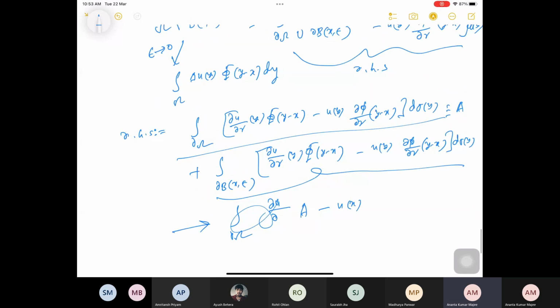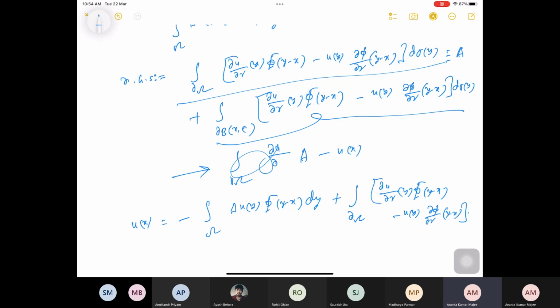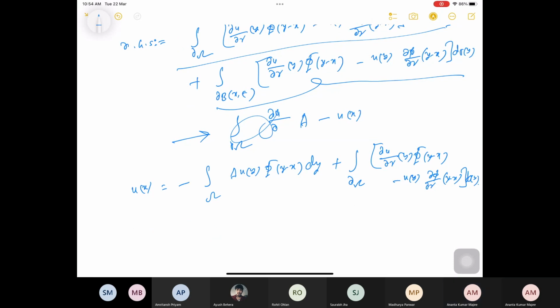So if I add the left hand side and the right hand side, I have u of x is equal to minus the integral over omega Laplace u of y Φ of y minus x dy plus the integral over del omega of dou u dou nu of y Φ of y minus x minus u of y dou Φ dou nu of y minus x, d sigma y. Now u solves your problem. u solves the Poisson equation.